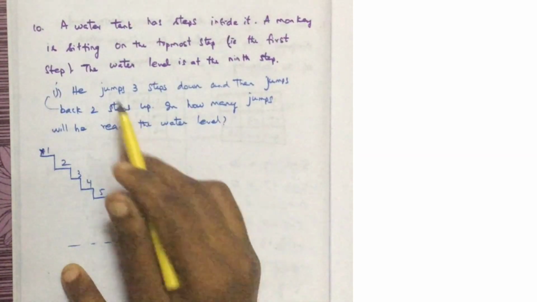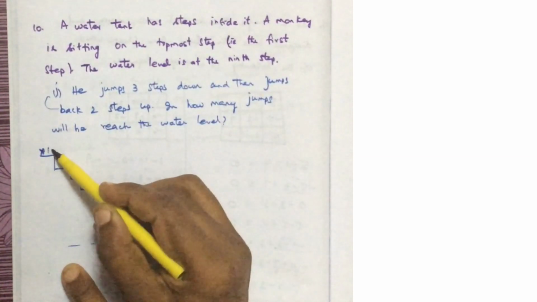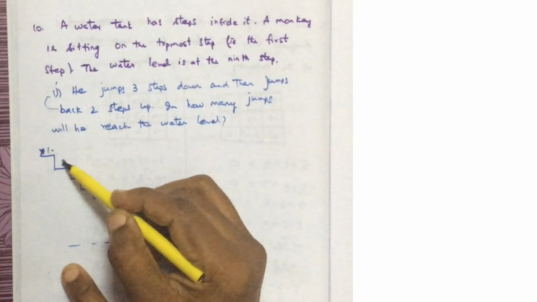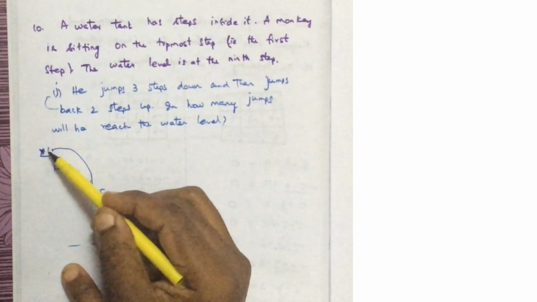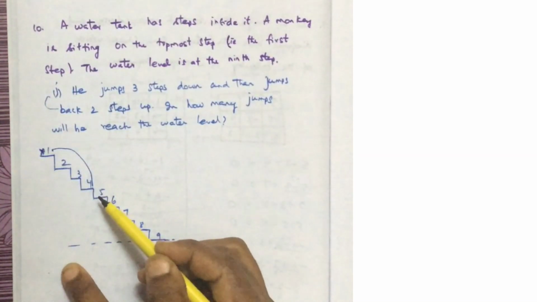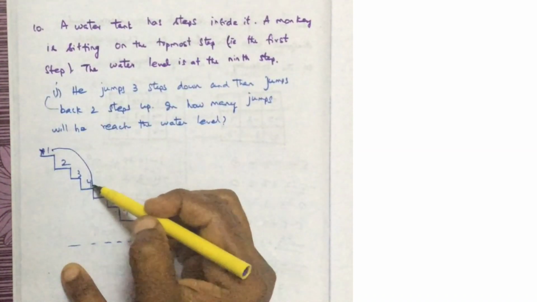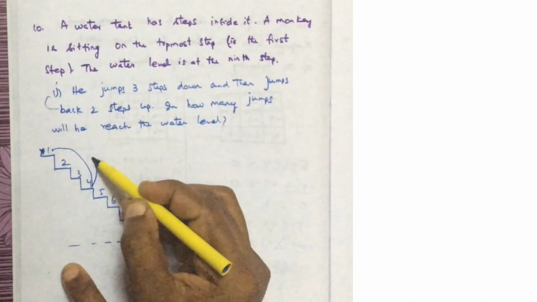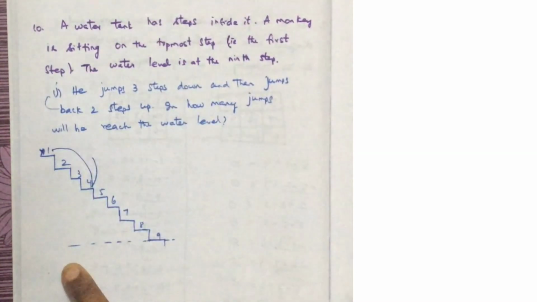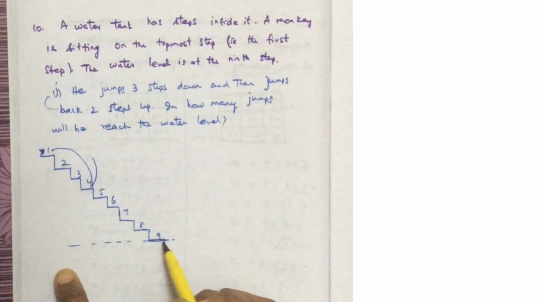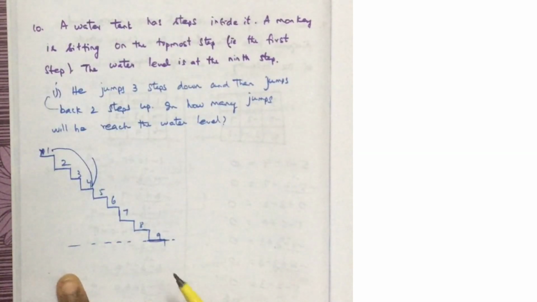The question is, he jumps 3 steps down and then jumps 2 steps up. So from here he is jumping 3 steps down, 1, 2, 3. So he is jumping from here to here. That is, in a single jump he is moving 3 steps down and then jumps back 2 steps, to the second step. In how many jumps will he reach the water level? He has to reach the 9th step. The question is, how many times is he jumping forward and back to reach the 9th step?